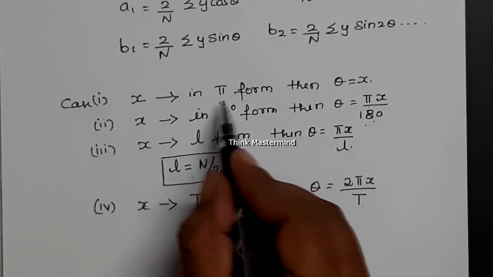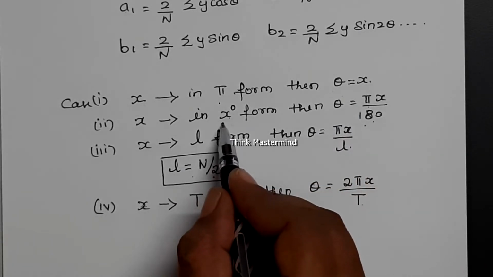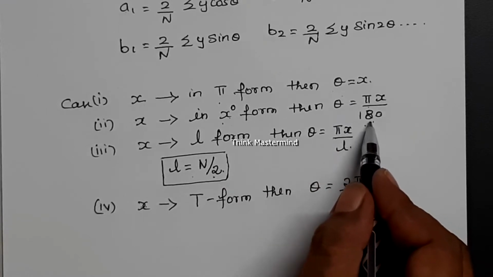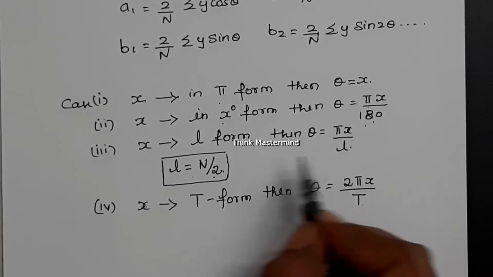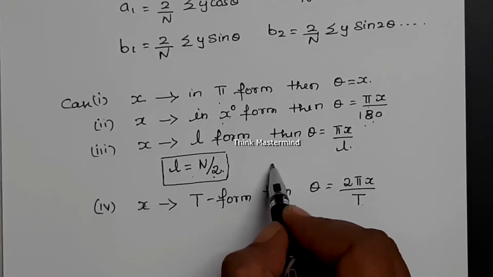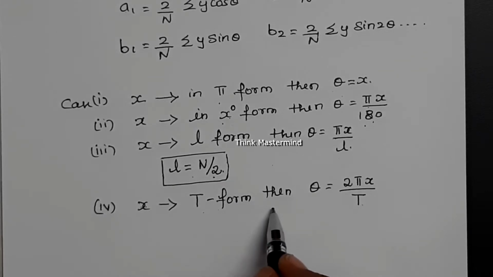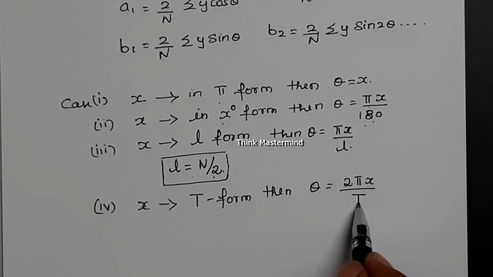If given in pi form, directly substitute theta is equal to x. If it is in degree form, theta is equal to pi x by 180, converting into radian form. If in L form, theta is equal to pi x by L. Suppose x is given in T form, that is x is equal to 0, T by 2, T by 3, T by 4, T, etc. Then theta is equal to 2 pi x by T.